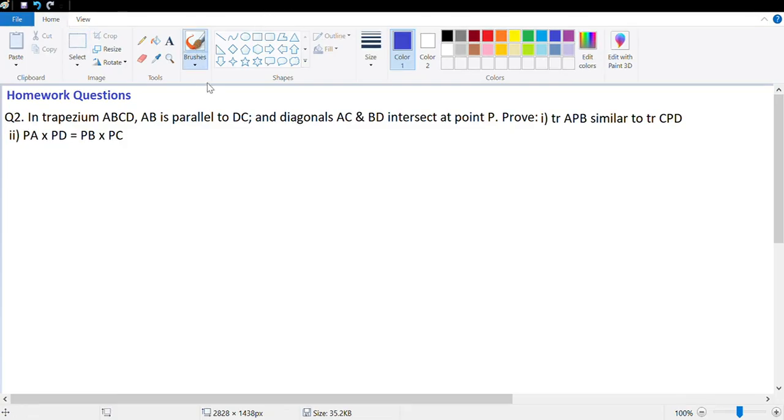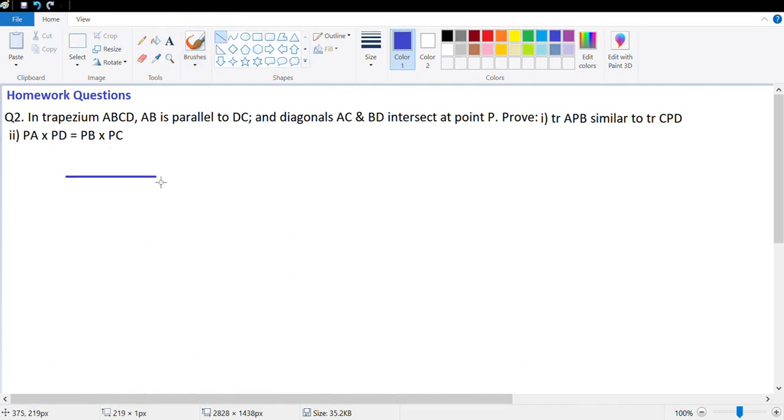Hi guys, let's look at the homework questions of exercise 15A. So let's go ahead and solve the question. The first question is question number 2. It says in trapezium ABCD, AB is parallel to DC. No diagram given, so let's just start with a rough diagram.